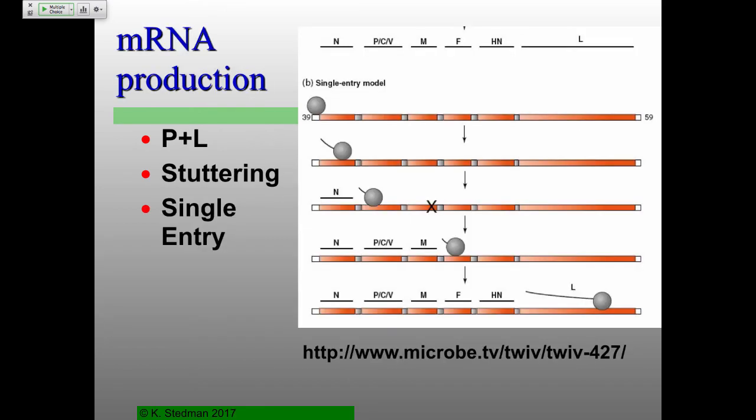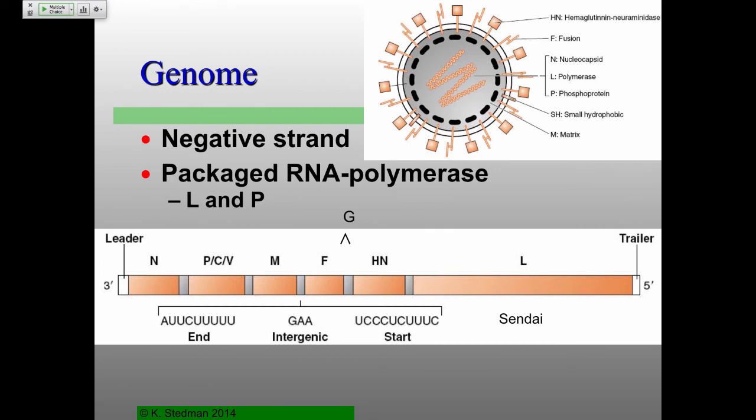So what happens is that you have your L protein, the RNA-dependent RNA polymerase, which is present always together with the phosphorylated protein. This binds to the 3' end of your genome and starts to make an RNA. Once it gets to this gray box region right here, the polymerase sees this stretch of U's.